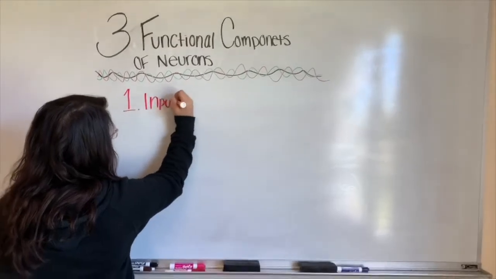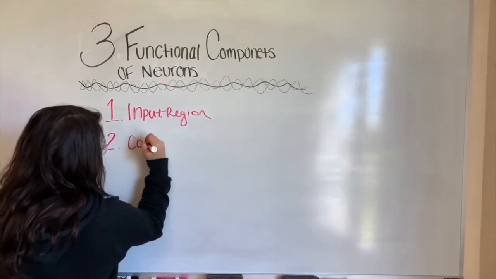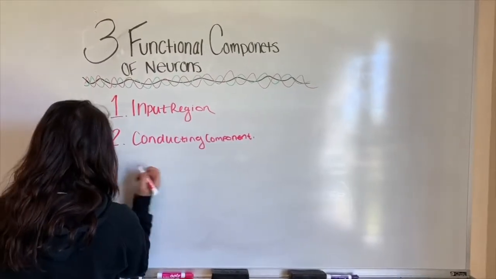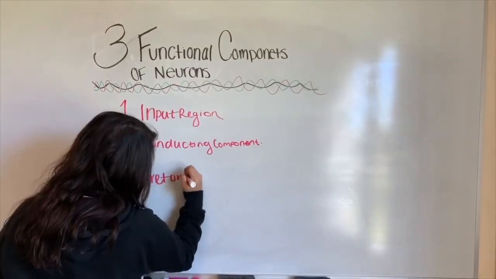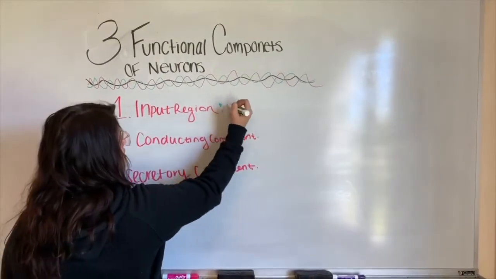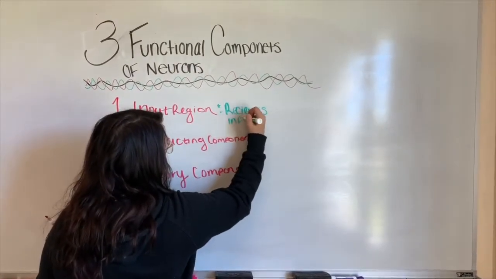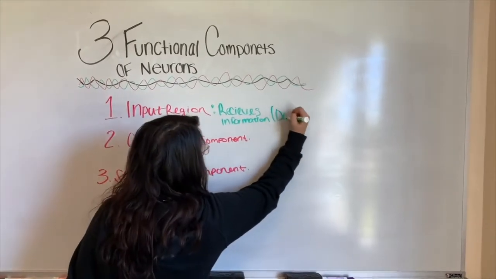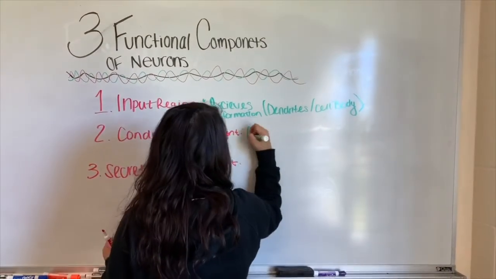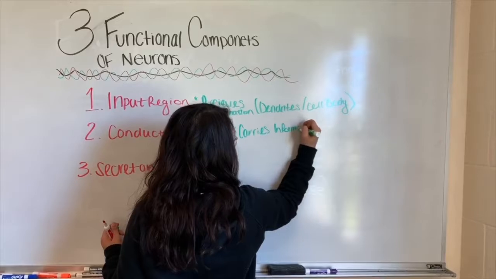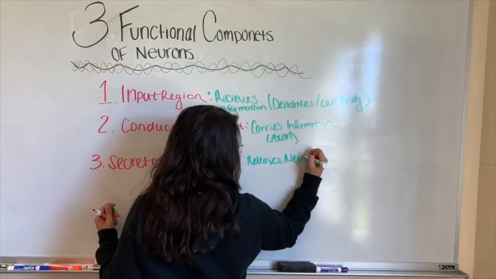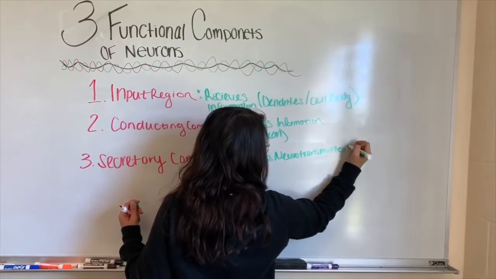There are three functional components of a neuron. First, they have an input region. Following that, they have a conducting component, and lastly, they have a secretory component. In the input region, they receive information through their dendrites and cell body. In the conducting component, they carry information throughout the axon. Lastly, in the secretory component, they release neurotransmitters through the axon terminal.